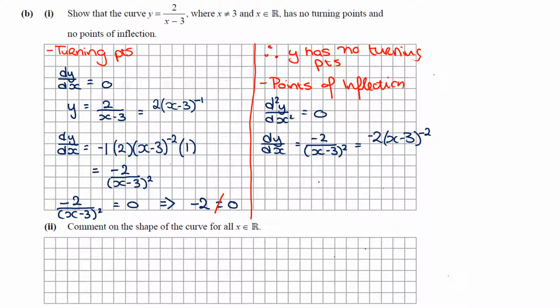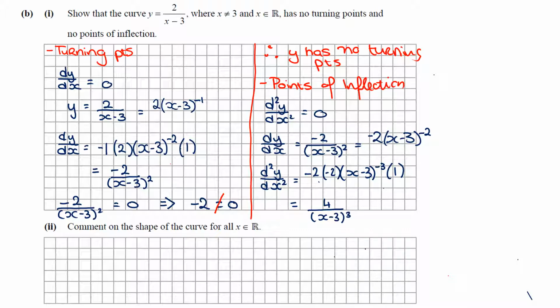I'm going to then get the second derivative. So going to differentiate this again, and I'm going to bring down my power. My minus 2 is already there. I'm going to take 1 away from my power, which gives me minus 3, and I'm going to multiply by the derivative of what's in the bracket. So that works out for us as 4 all over x minus 3 cubed.